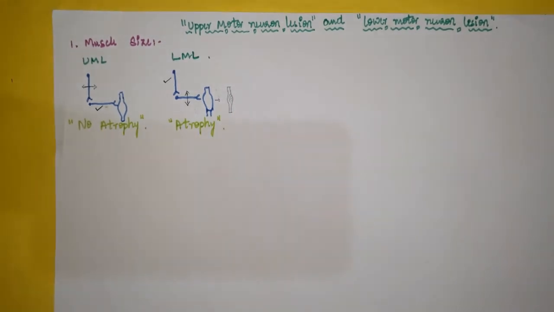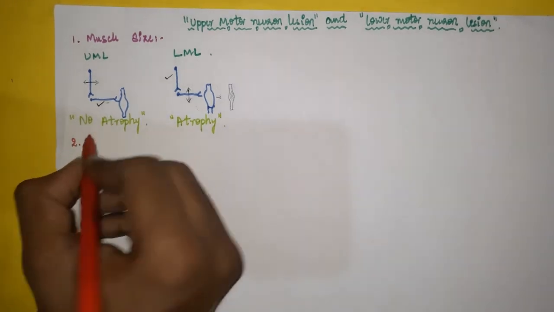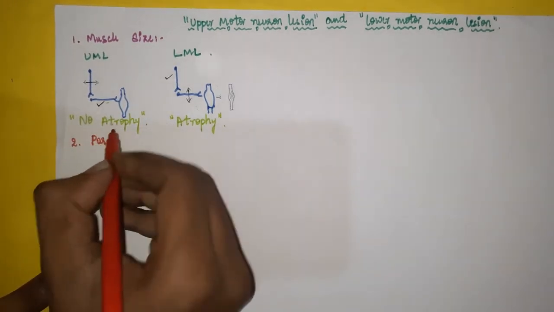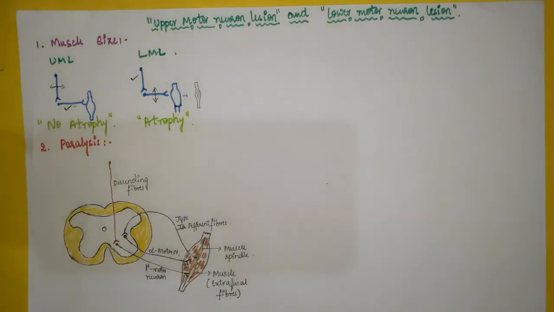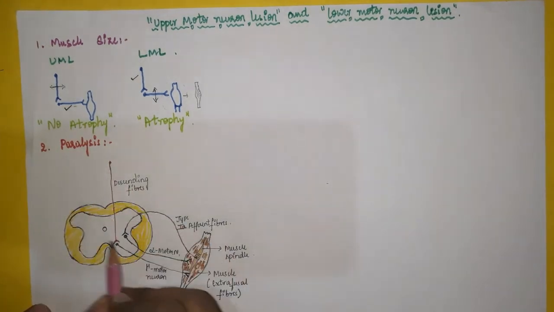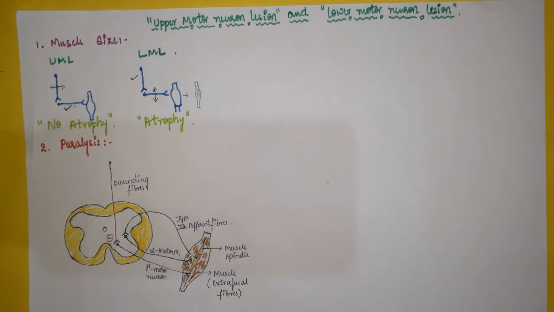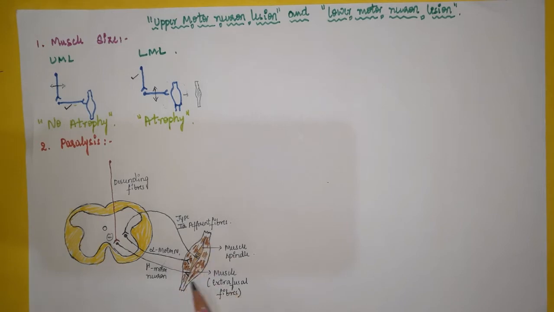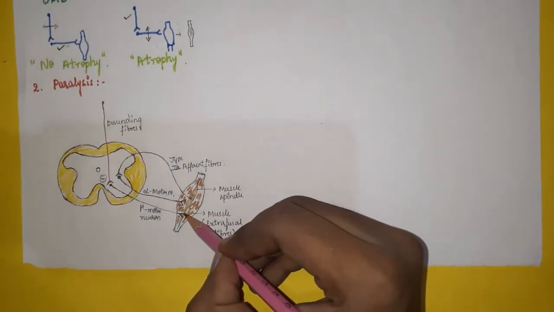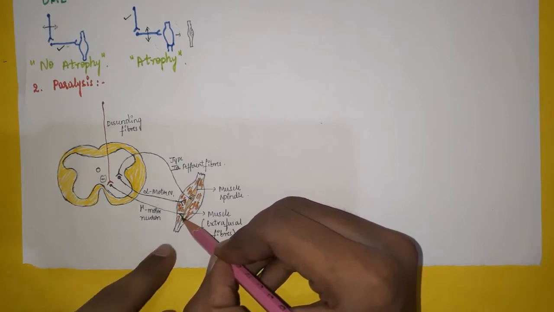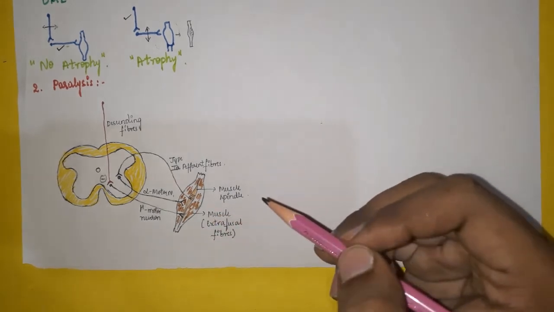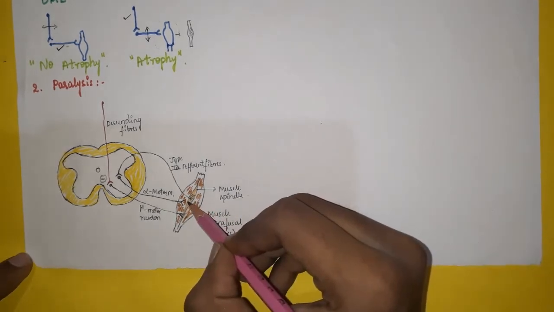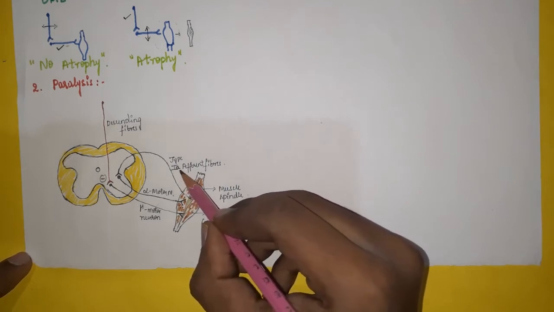Now, what happens to the paralysis? Which type of paralysis will occur in both? In this diagram, usually this descending fiber will inhibit the gamma motor neuron, where the gamma motor neuron supplies the peripheral part of the muscle spindle inside this muscle. The function of the gamma motor neuron is contraction of this peripheral part of the muscle spindle. If the peripheral part of the muscle spindle is contracted, then it distorts the endings of these type 1A afferent fibers.